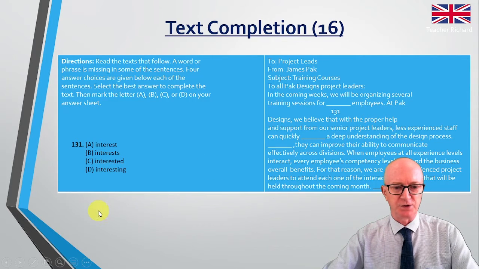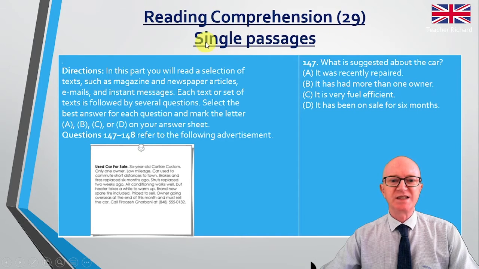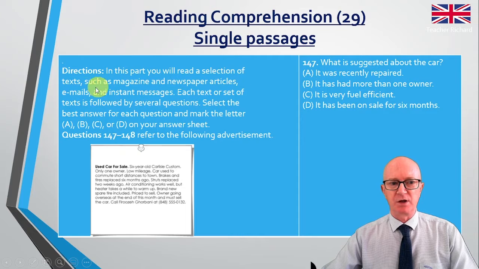Text completion. The final two sections in the reading part of the test. So, reading comprehension, there are 29 questions on single passages. What is a single passage? It's like this. It is like one passage. Now, directions. In this part, you will read a selection of texts such as magazine, newspaper articles, emails, instant messages. But you'll only see one, and then each text or set of texts is followed by several questions.